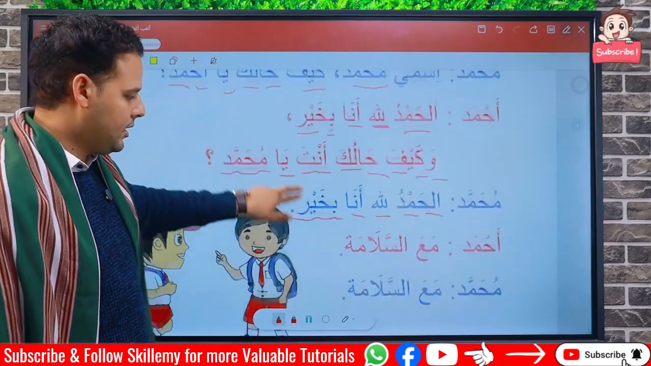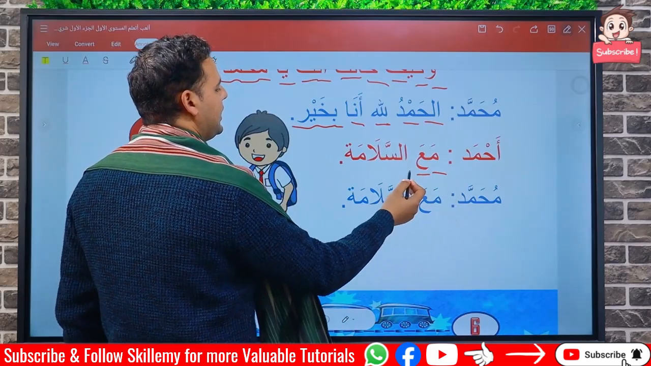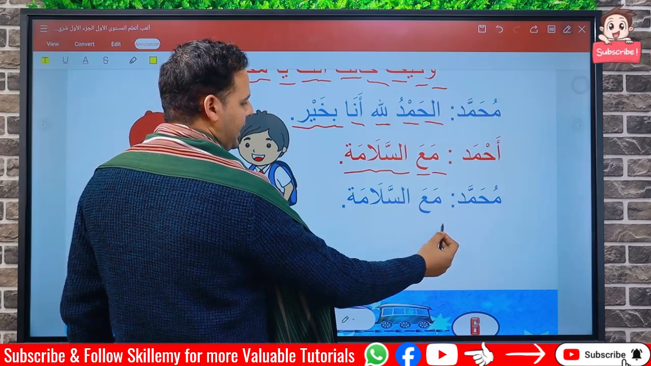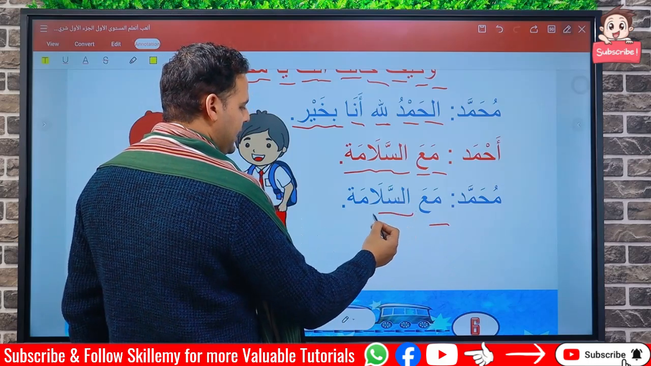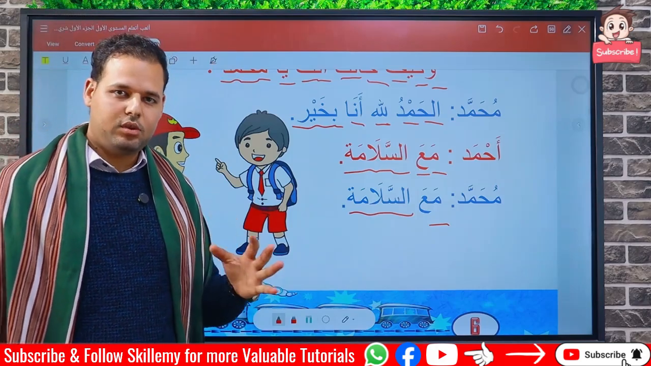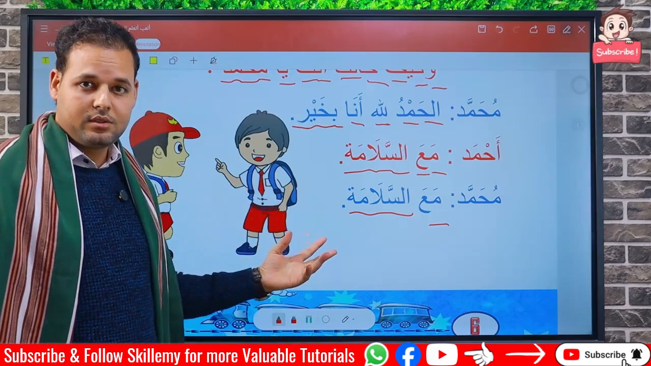And then Ahmed is saying ma'a al-salama. Muhammad is saying ma'a al-salama. That means goodbye. I want you to be able to read, and to read as slow as you can, just like I did. Alright?